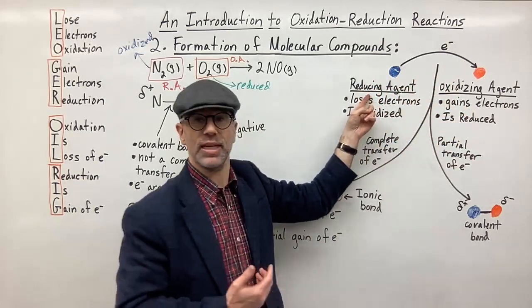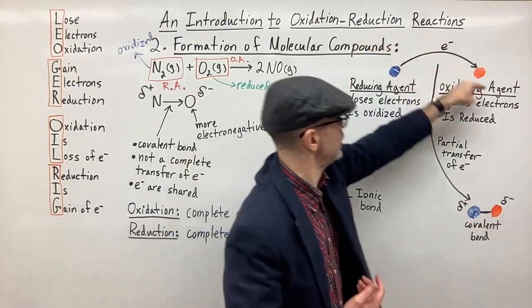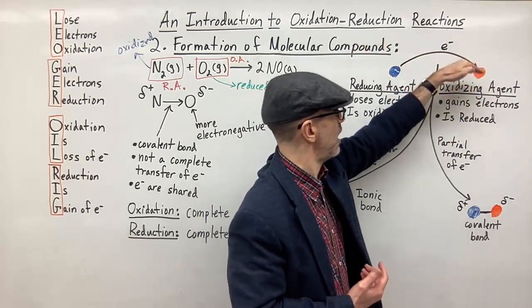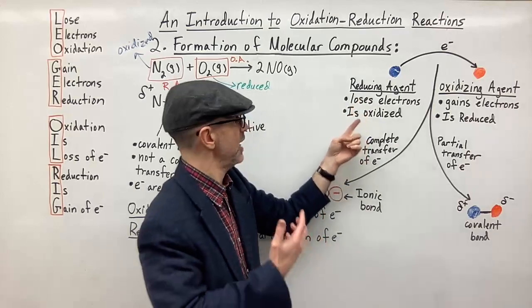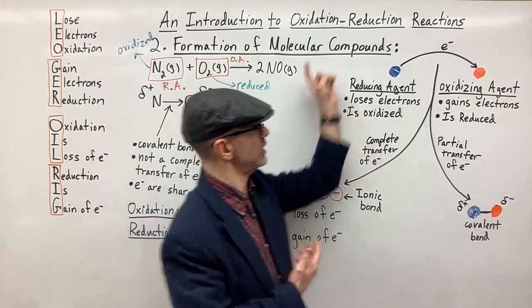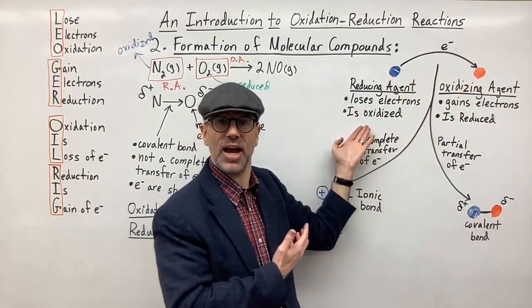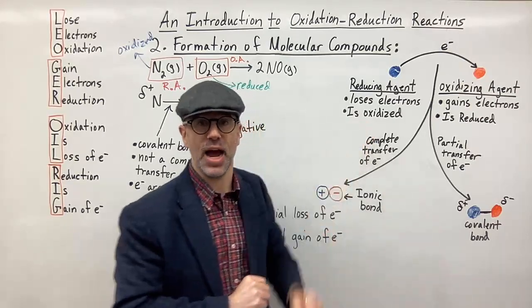This is the reducing agent. It's causing this substance to be reduced by giving its electrons to this substance here, but in the process, it's losing the electrons, and therefore it is being oxidized. So the reducing agent is causing the substance to be reduced, but it itself is being oxidized, or at least an element in the reducing agent is being oxidized.